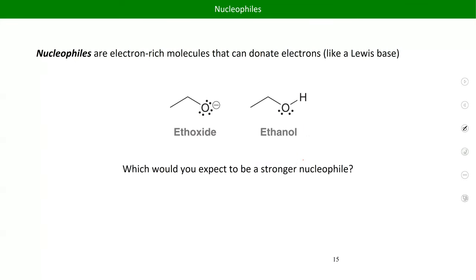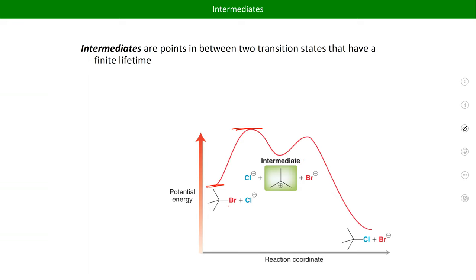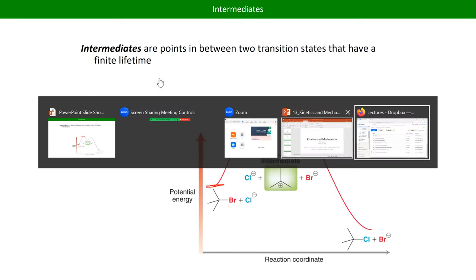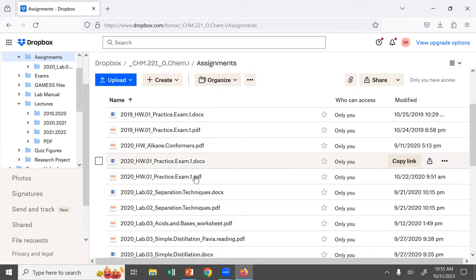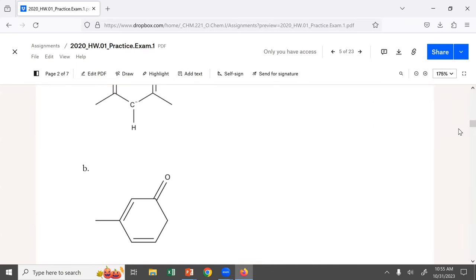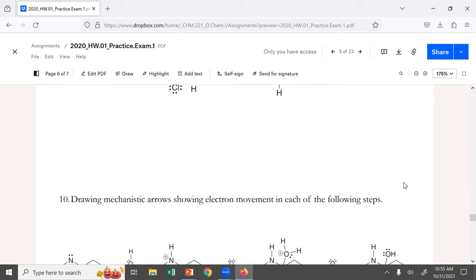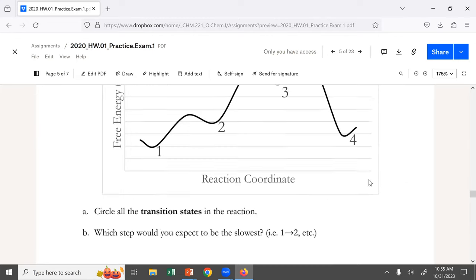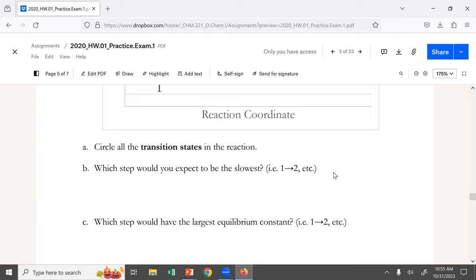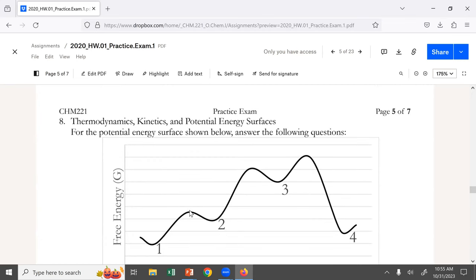All right, last two things. We'll save that, we'll come back to this. What I will bring up is the practice test, just to look at how all of this shows up on the test. I can give you a potential energy surface and ask what's going to be the slowest step. All very qualitative, right? Circle the transition states. Every local maximum is a transition state. The slowest step is the one with the biggest activation energy between where you start and where you end, looking at a single step at a time.